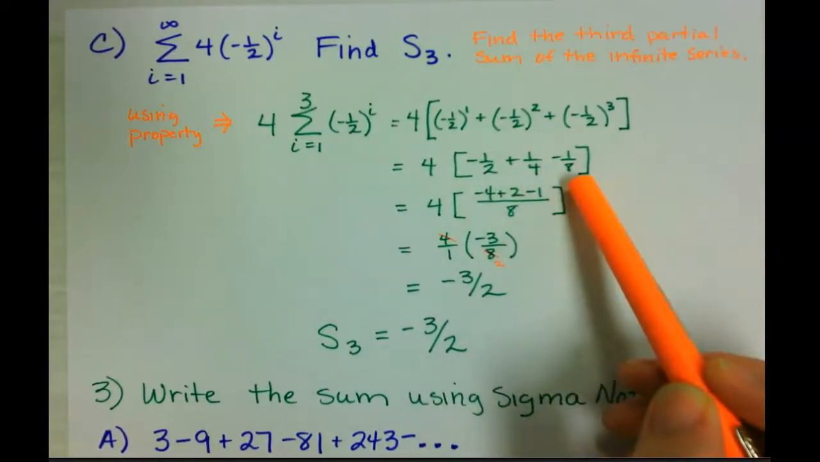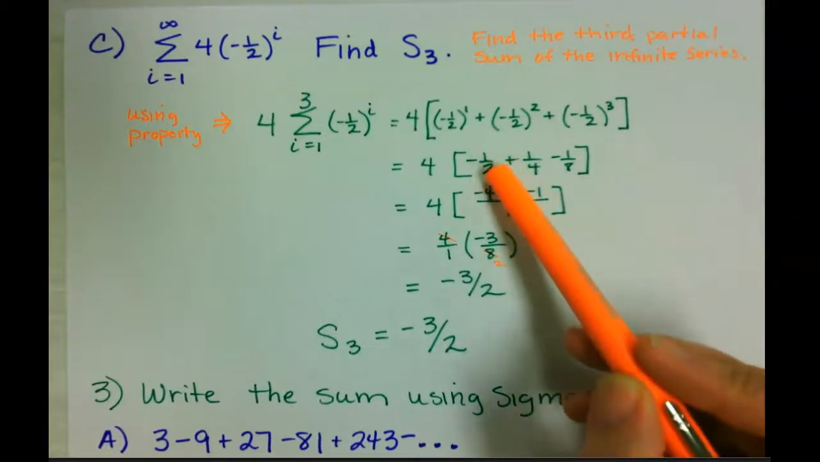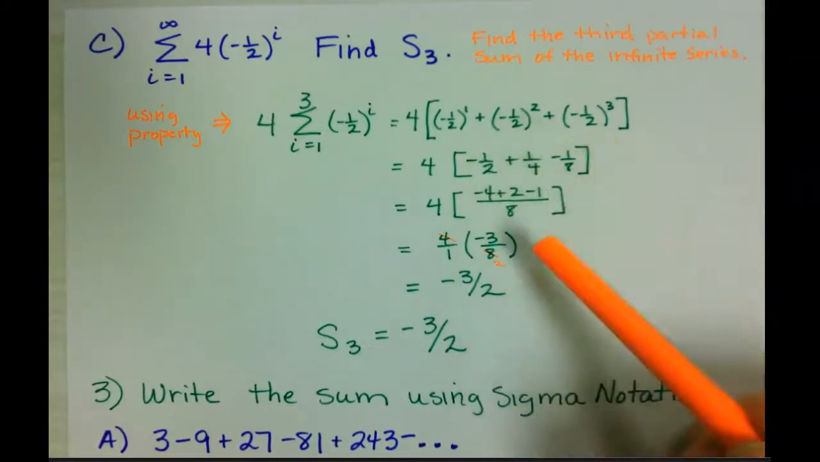To put fractions together, I would get a common denominator. My common denominator is going to be 8, so I multiply 2 by 4, so that becomes negative 4 on top.